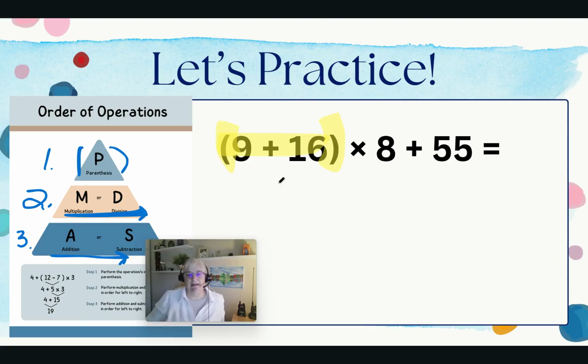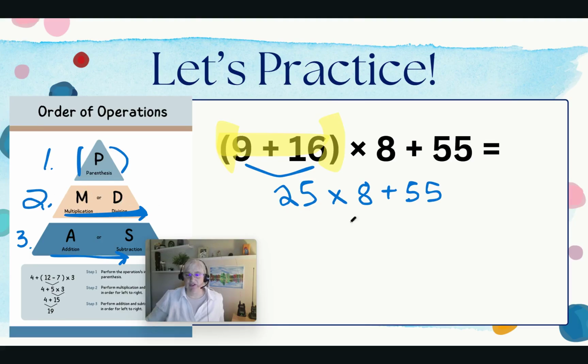9 plus 16. Oh, that's 25. I'm going to replace this with 25. Copy the rest of the equation. Times 8 plus 55. I don't see any more parentheses, so we move on to number 2.